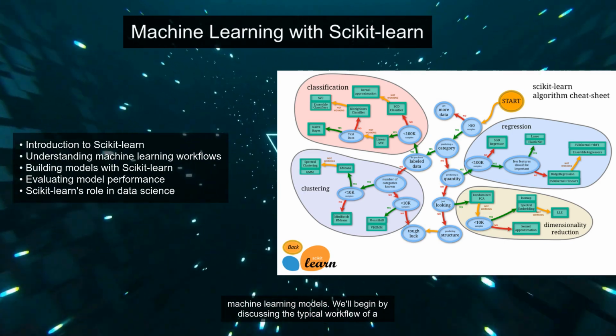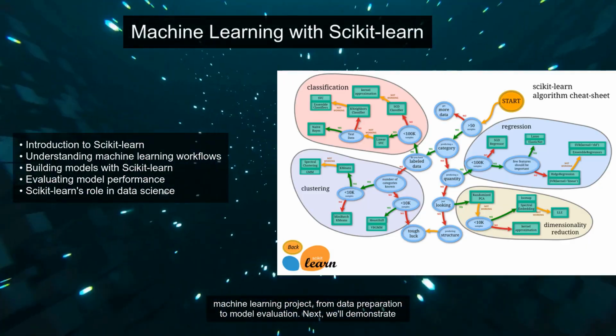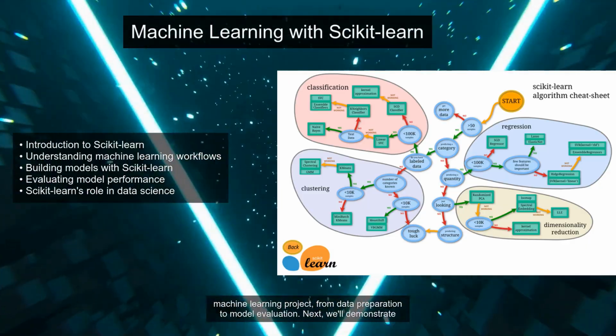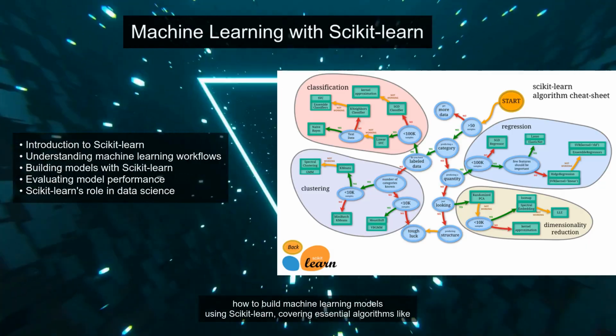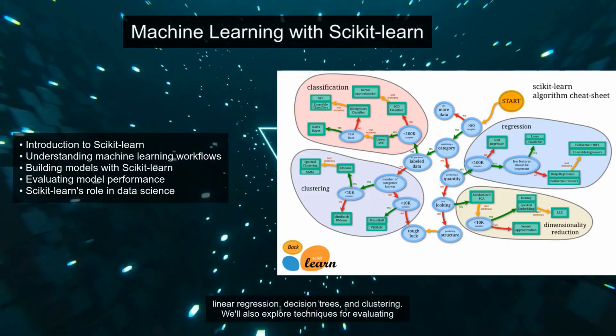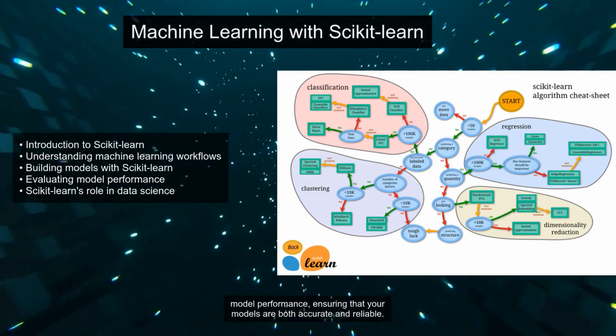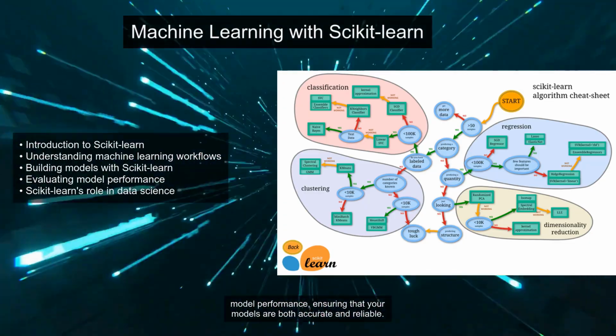We'll begin by discussing the typical workflow of a machine learning project, from data preparation to model evaluation. Next, we'll demonstrate how to build machine learning models using Scikit-learn, covering essential algorithms like linear regression, decision trees, and clustering. We'll also explore techniques for evaluating model performance, ensuring that your models are both accurate and reliable.